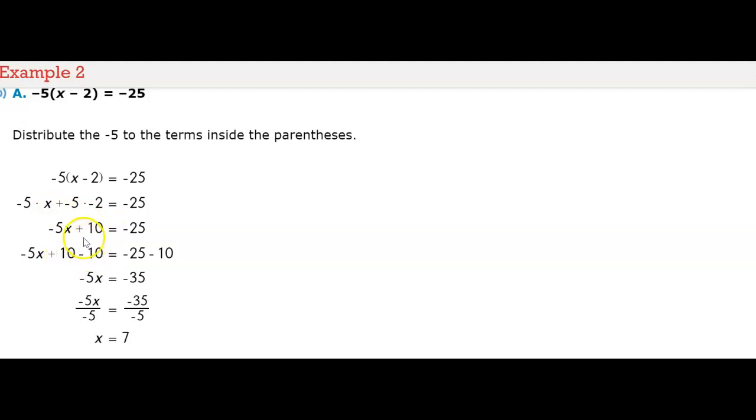And then we have to bring the 10 to the other side so we can get our variable by itself on one side. So we're going to first subtract 10 on both sides, and then we're left with negative 5 times x is equal to negative 35. Now to single out the x, we're going to do the inverse of multiplication, which is division. We're going to divide by negative 5 on both sides, and then we're left with x on this side. And then we have negative 35 divided by negative 5, which is going to give us positive 7. So we've now solved for the value of x.